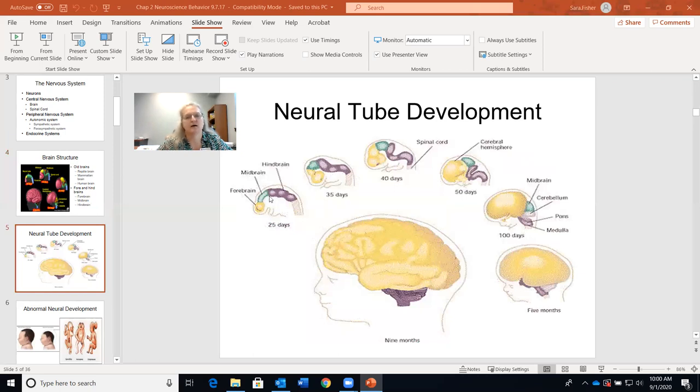So this is another image of the same thing. You have the forebrain that becomes all of the folds. You have the midbrain. This becomes like your limbic system. This would be more like your mammalian brain. And then your basic primitive structures are towards the back here.